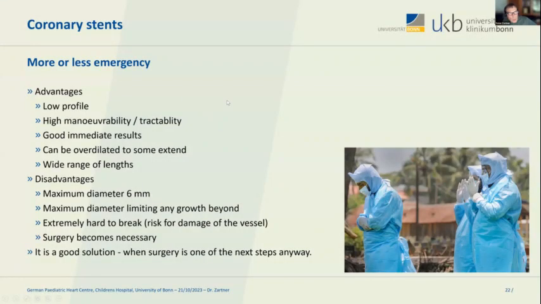So for the last chapter, the coronary stents, they are more or less for emergency patients. They have a very low profile. They have a high maneuverability, even for very small children. They have an immediate good result. They can be overdilated only to some extent. And normally you have a wide range of lengths and diameters available. The maximum diameter, however, is 6 millimeters, and this limits the growth. Surgery becomes necessary in those patients.